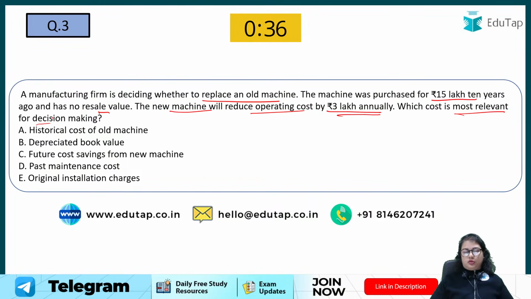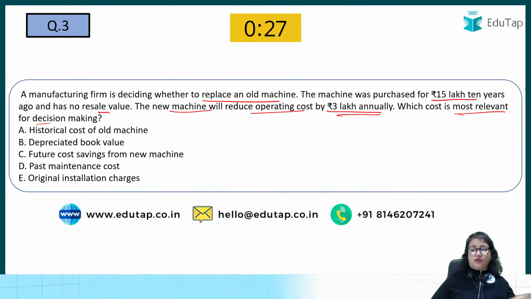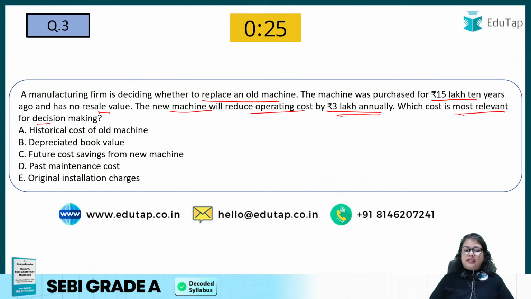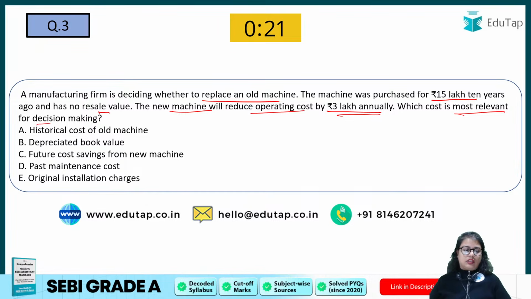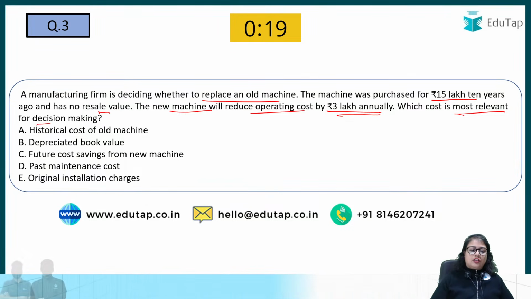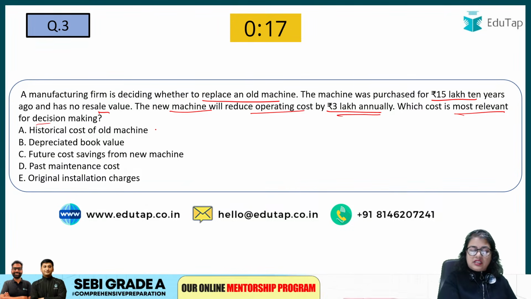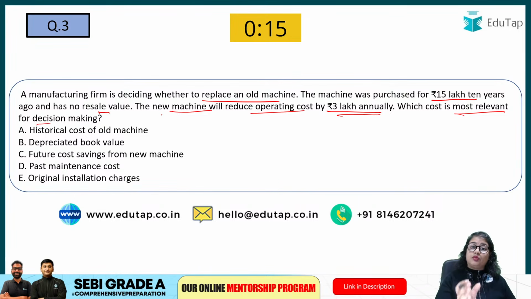So if you want to replace an old machine as a businessman, will you see the purchase price that you purchased 10 years ago? That was 15 lakh. No, you will see how my new machine will be saving the cost. So let us look at the options. Historical cost of the machine, no, will not see, because this is a past cost. This will not be a relevant cost.